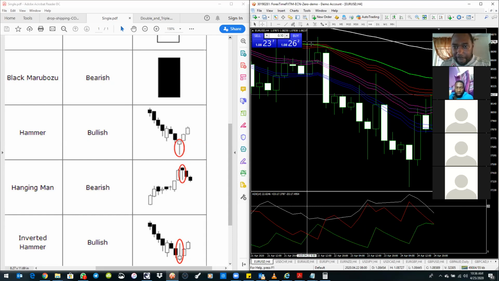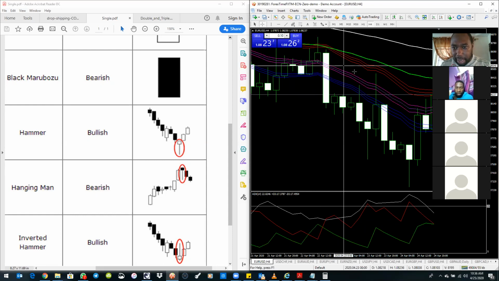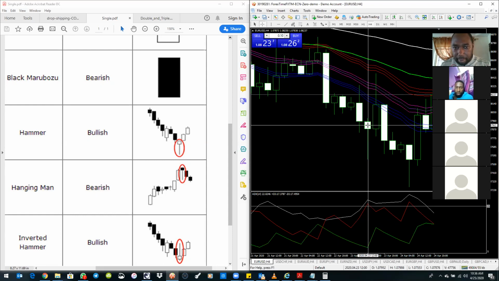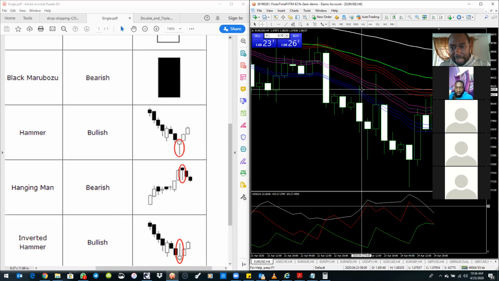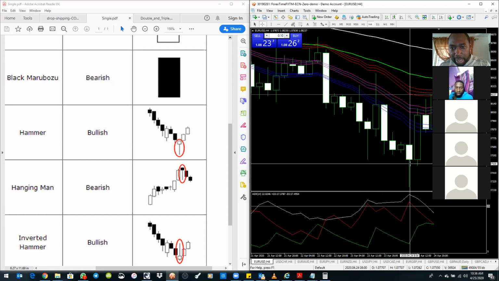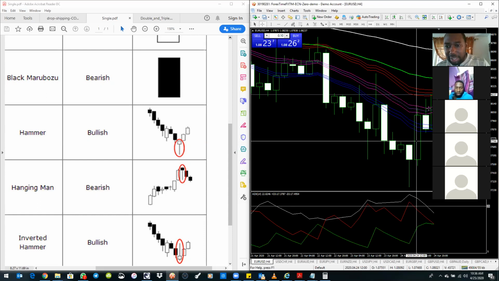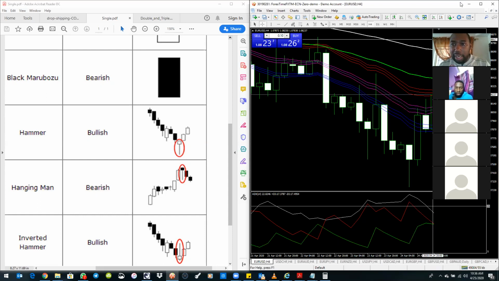You can see that we have a bearish move coming down here, and then we have a hammer here. The next candle was bullish, but it still continued in its bearish run. And then we have another hammer here. And then you can see that the market now continued in a more traditional bullish run.